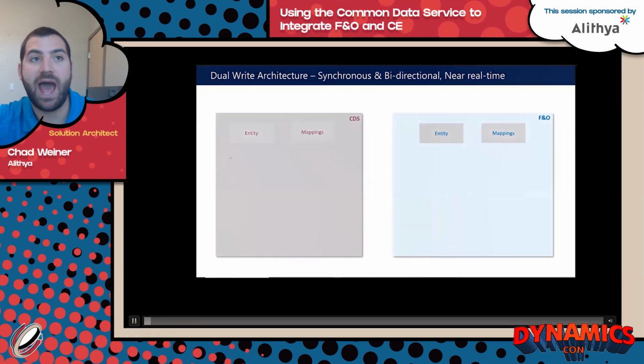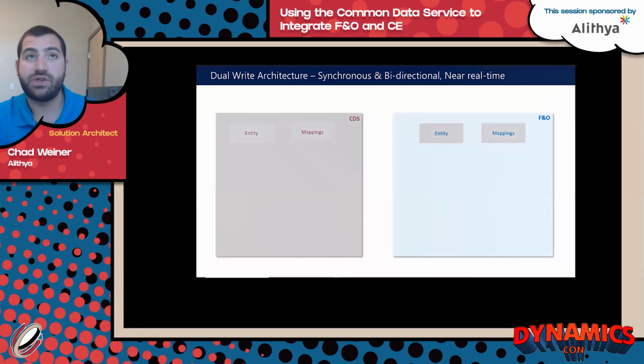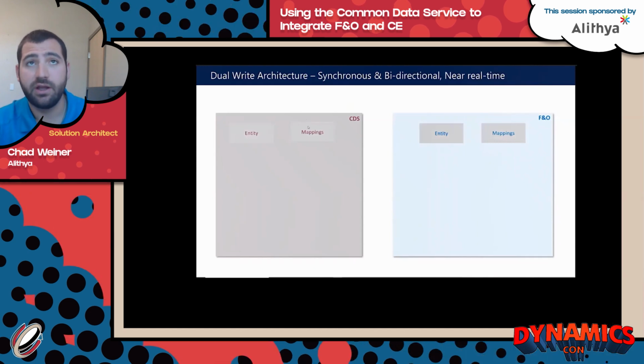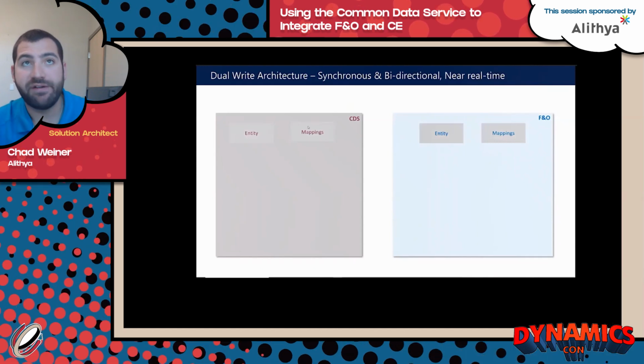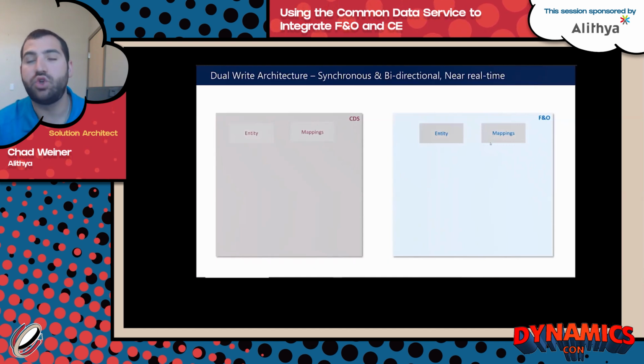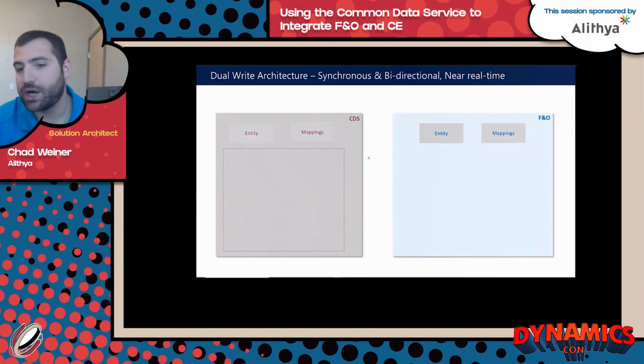So on the left, we have CDS, and on the right, we have F&O. Essentially, there are entities and mappings that get configured. And what happens is whenever, say, Sally is a sales rep, she's going to do some action inside of CDS to trigger, say, creation of a new account. So she's going to do her actions as normal inside of CDS.